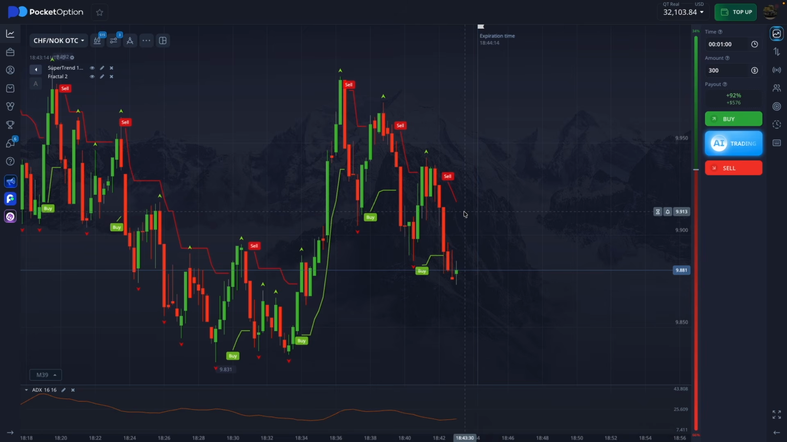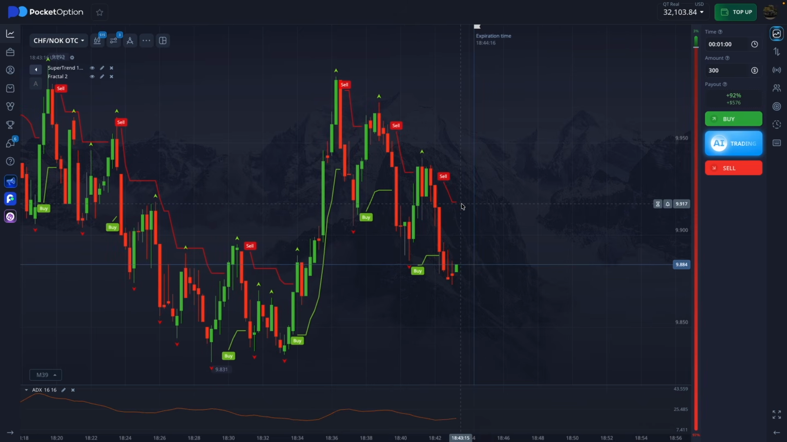And then I look at the Supertrend indicator. According to the Supertrend indicator, I just enter trades based on the signals. That is, if the Supertrend indicator gives a sell signal, I enter a down trade. If the Supertrend indicator gives a buy signal, I enter an up trade.